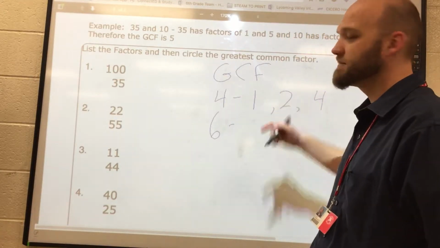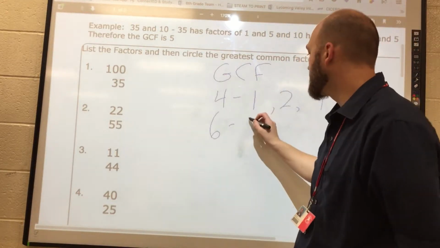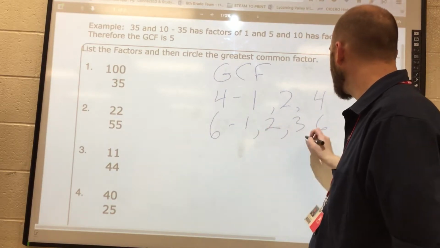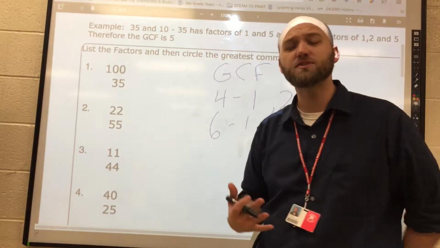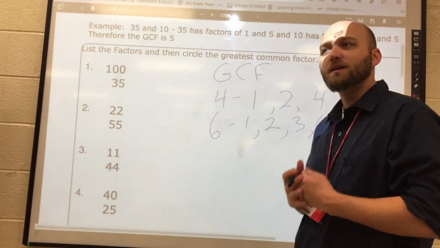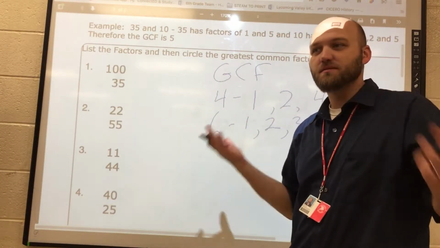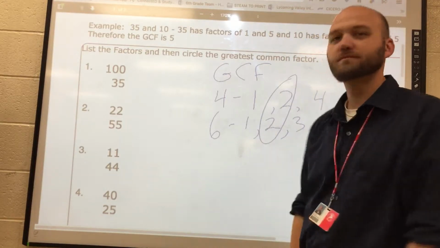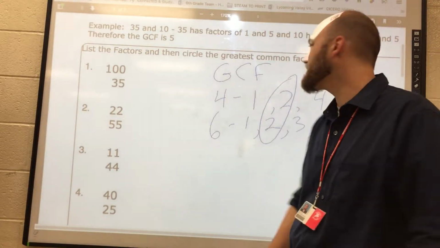1 times 4, 2 times 2. With 6, similarly, I have 1 and 6, 2 and 3. 1, 2, 3, and 6. Those are my factors. Now that I've written them all out, greatest common factor is just as easy as looking to see what they have in common. 2. What's the greatest common factor?